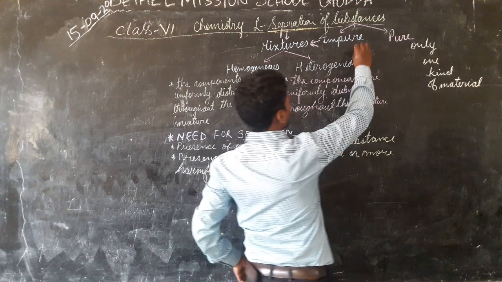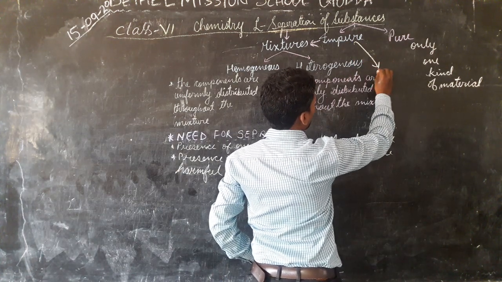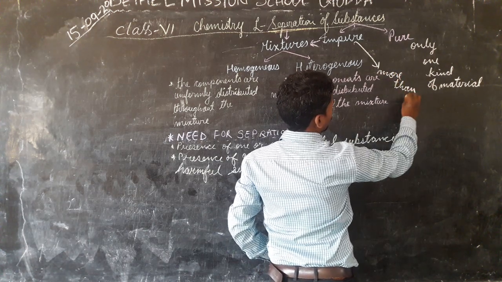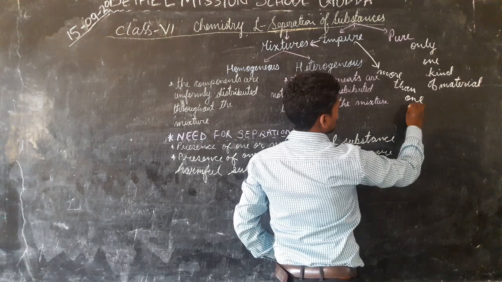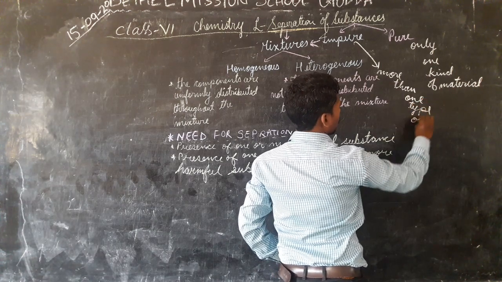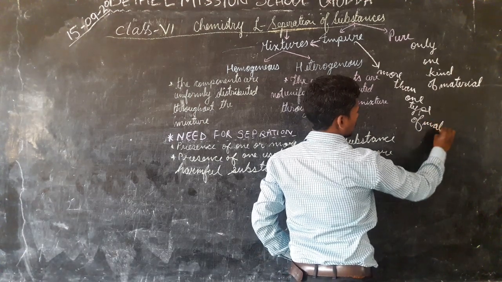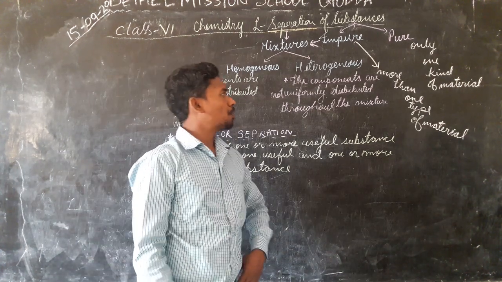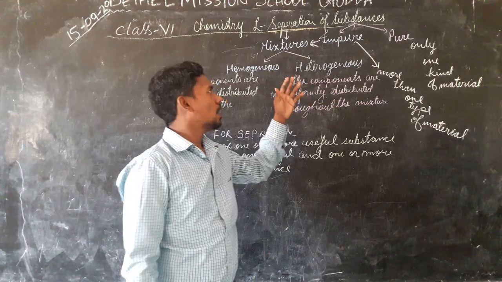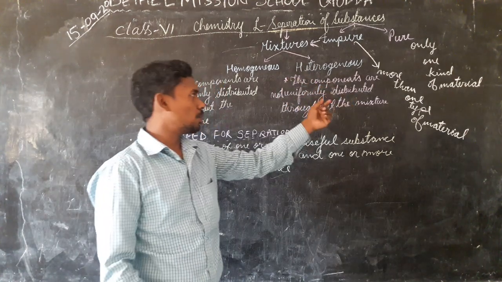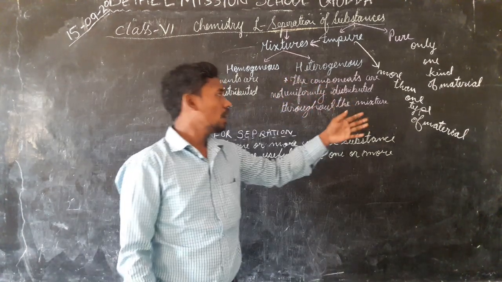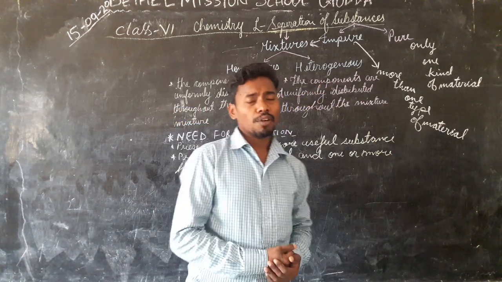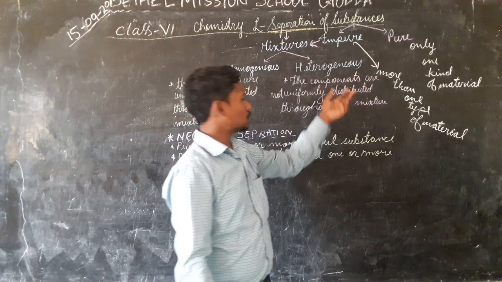Whereas impure substances are made up of more than one type of material. So that is the difference between pure and impure. Pure substances are made up of only one kind of material, whereas impure substances are made up of more than one type of material. Means various types of components are present in an impure substance.